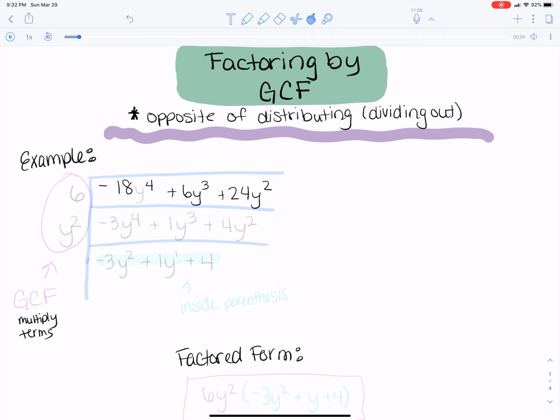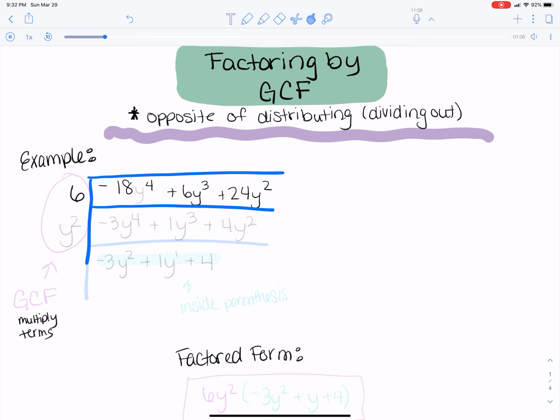Negative 18y to the 4th plus 6y to the 3rd plus 24y squared. So I'm going to go over this using the F method. So that's where we're going to draw a big F around our polynomial. All right, so now we're going to look at the 3 coefficients that we have in front of each of our variable. So I have negative 18, positive 6, and positive 24. So this is where we want to factor out a greatest common factor. We're going to factor out a term that can go into all 3 terms. So between negative 18, 6, and 24, the greatest coefficient that I can factor out is a positive 6.